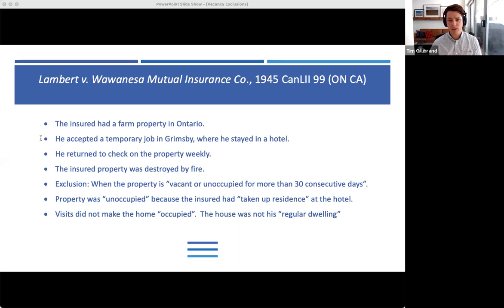And you can also see how sympathy in these types of cases can drive the court's determination. It's worth noting with respect to the Lambert case that there were allegations of arson, which could have been a driving force behind the decision. But in any event, when you're dealing with the broader form of the vacancy exclusion, the court results can be less predictable.